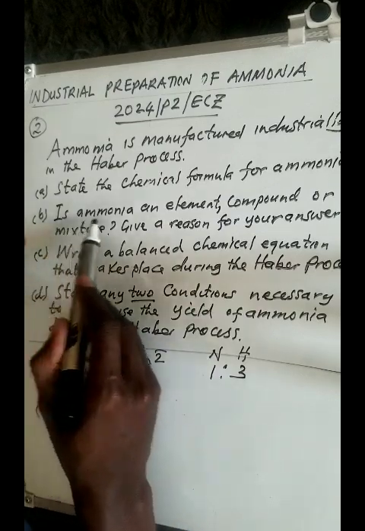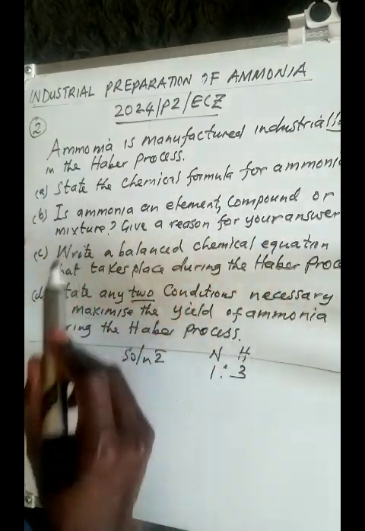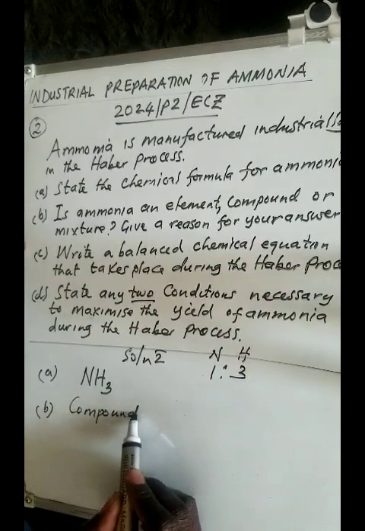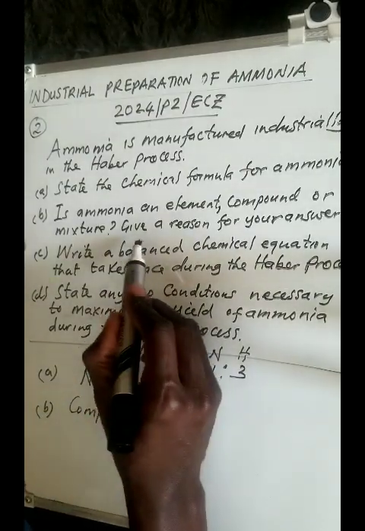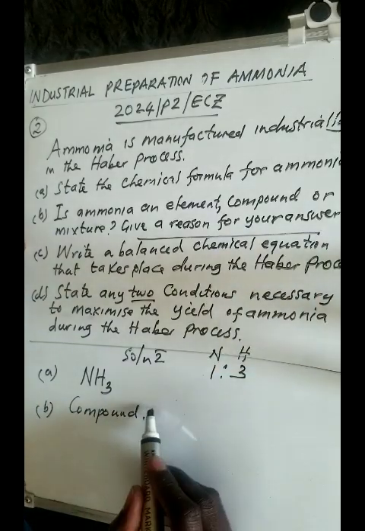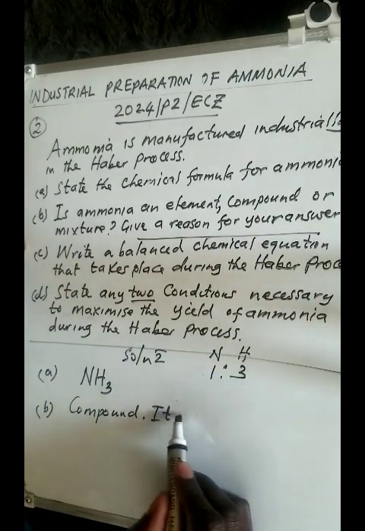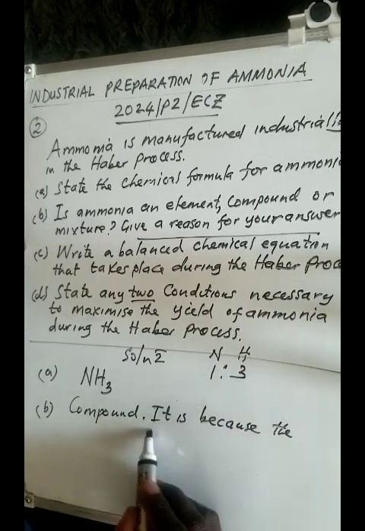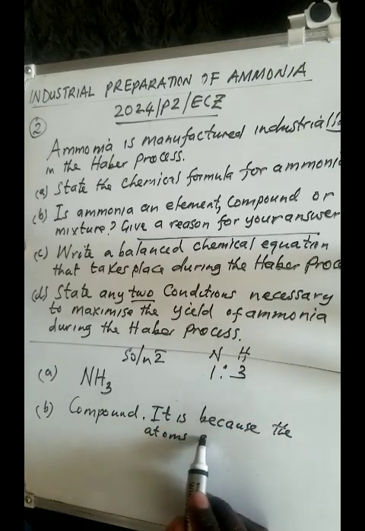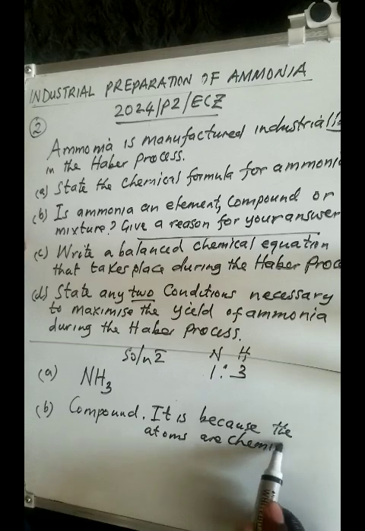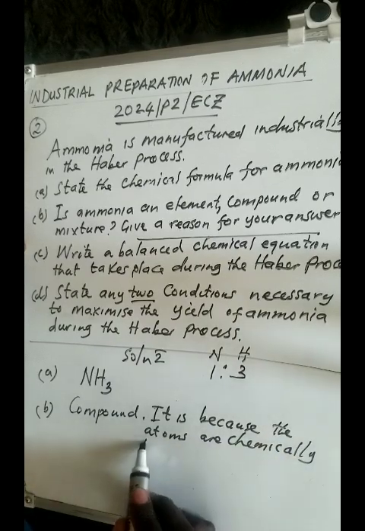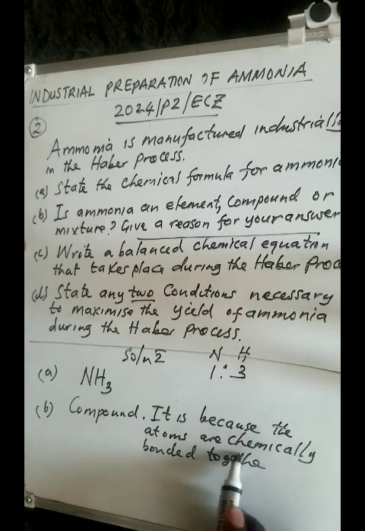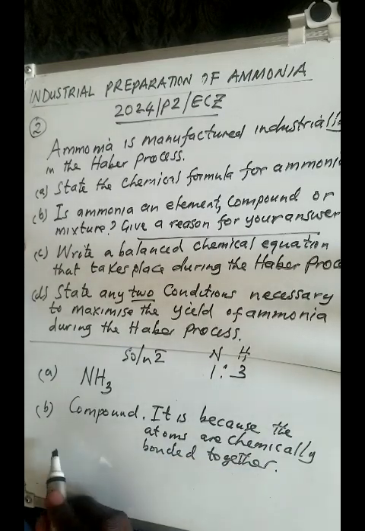So that is the chemical formula for ammonia. Then B says, is ammonia an element, compound, or mixture? Of course, we know that ammonia is simply a compound. Why is it a compound? The question says give a reason for your answer. We can say it is because the atoms are chemically bonded together. So that is the reason why we are saying that that is a compound.